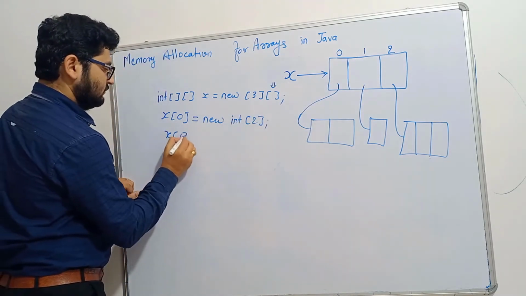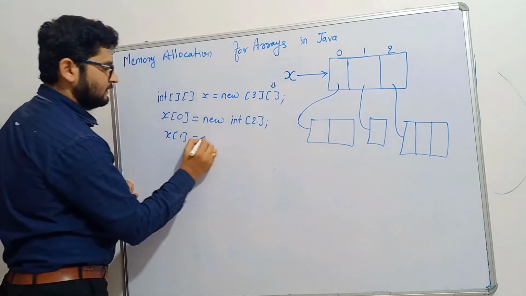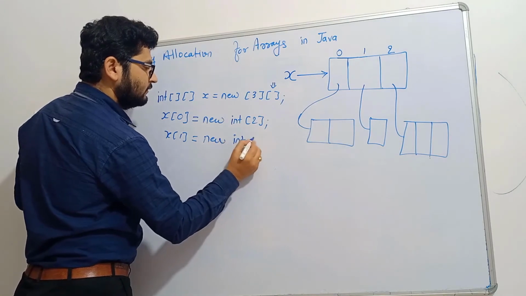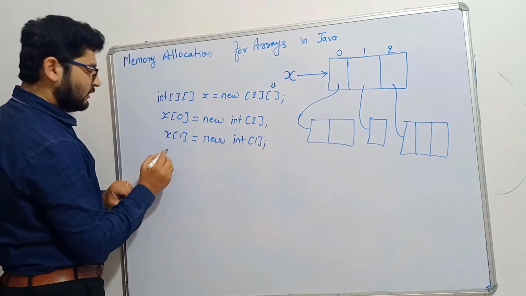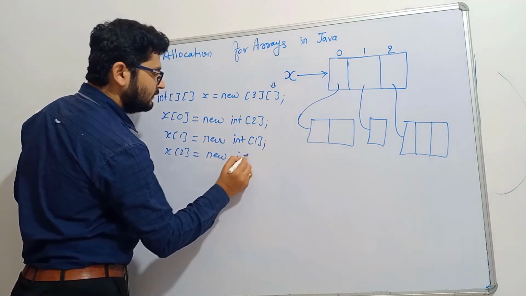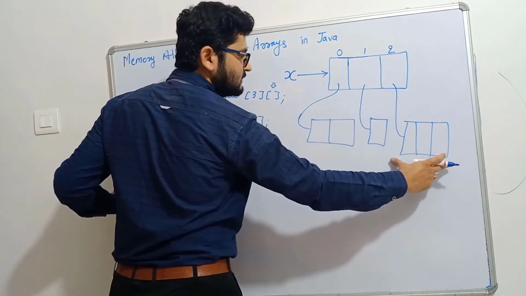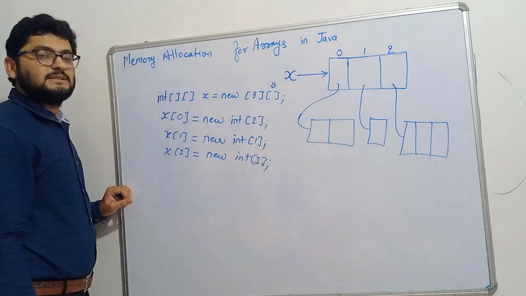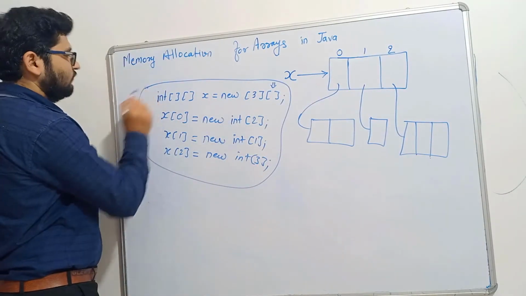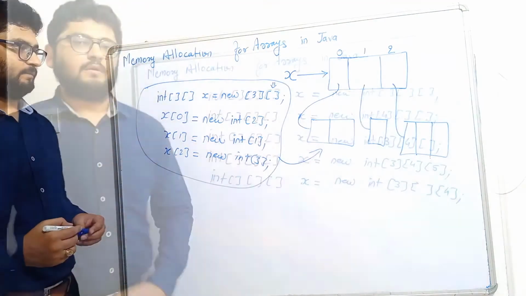Now x of 1. X of 1 is an array of one element. So I have to write x[1] = new int[1]. Now what about x of 2? X of 2 is equal to new int[3]. Why? Because this x of 2 is pointing to an array of size 3. So in this way we can write this code for allocating memory to this kind of a structure in Java.